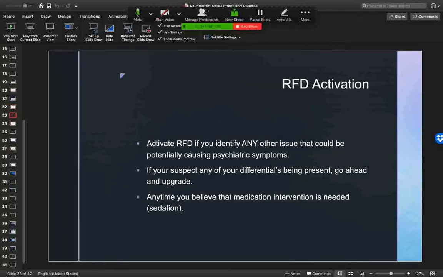RFD activation, again, activate if you identify any other medical history causing psychiatric symptoms. If you suspect any of your differentials being present, again, if you think that they could be hypoglycemic, if you think they could be having a stroke, obviously we're going to go ahead and upgrade. Anytime you believe that medication intervention is needed, again, sedation is probably going to be the course of action here.